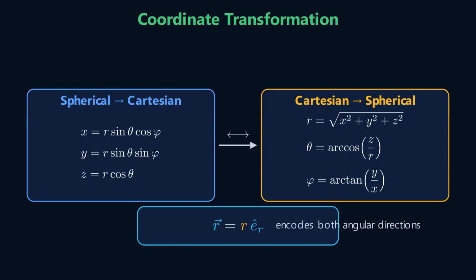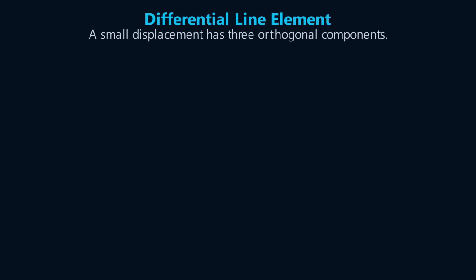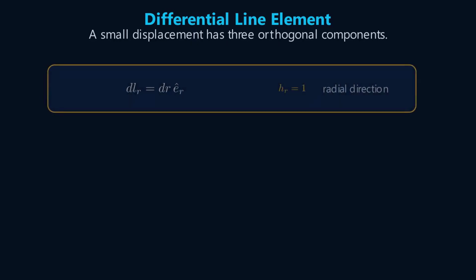The position vector in spherical coordinates is simply r equals r e_r. This is because e_r already encodes both angular directions. Now let's derive the differential line element dl. In spherical coordinates, a small displacement has three components.